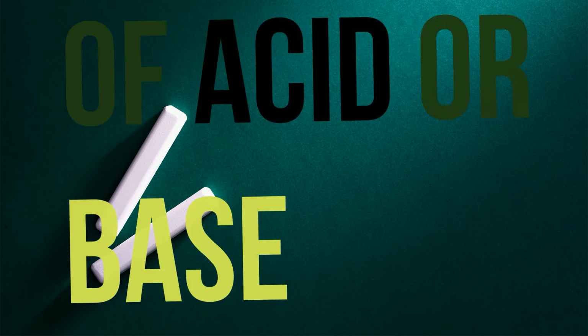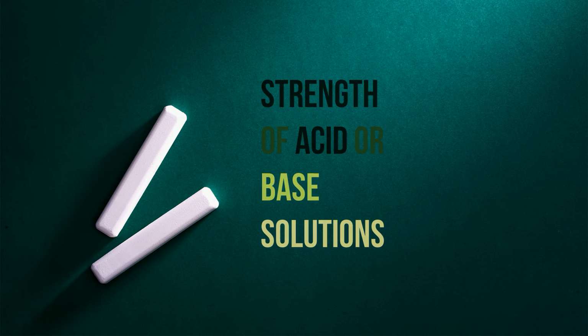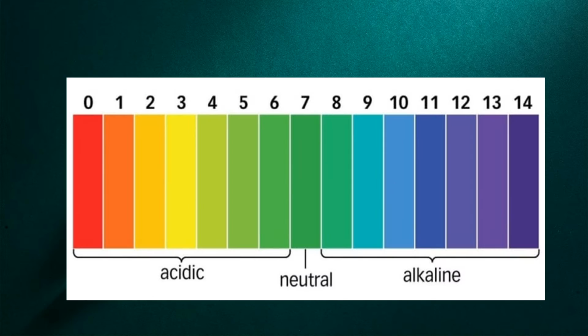Strength of acid or base solutions. A scale for measuring hydrogen ion concentration in a solution, called the pH scale, has been developed. The P in pH stands for 'potenz' in German, meaning power. P equals potential or power, H equals hydrogen.